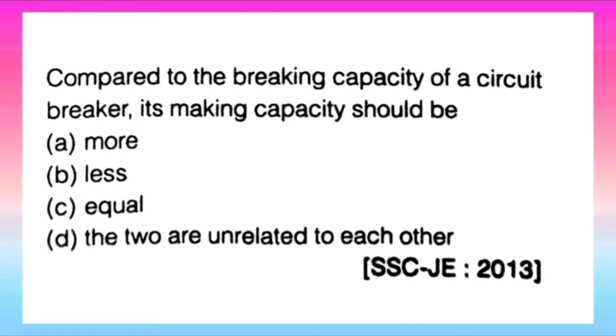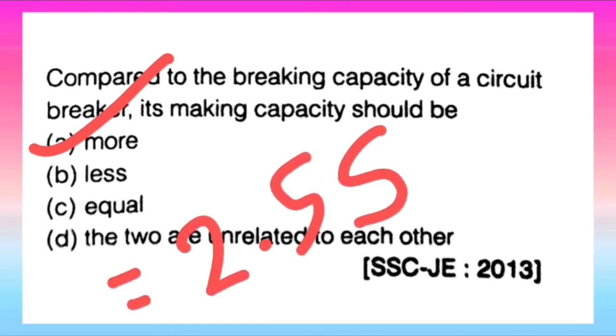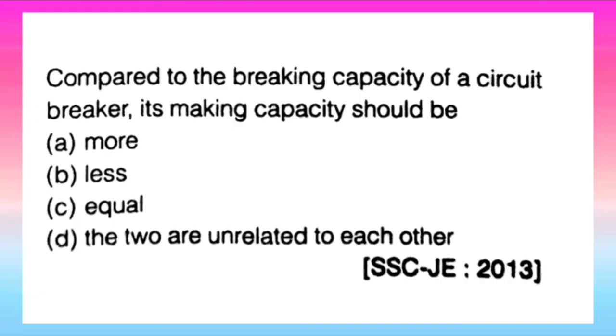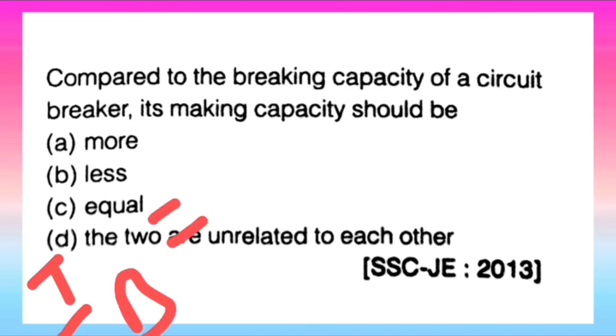Making capacity of a circuit breaker is equal to 2.55 times the symmetrical breaking capacity. Breaking capacity equals root 3 times IB times VB, where IB means breaking current and VB means rated voltage, in MVA. Hence making capacity is more than the breaking capacity of a circuit breaker.